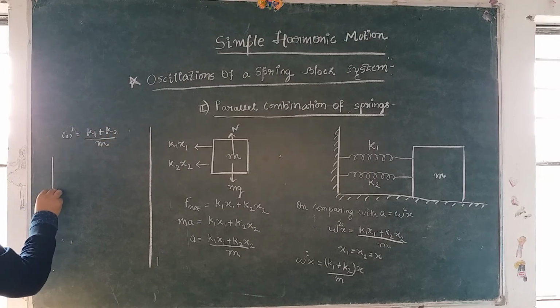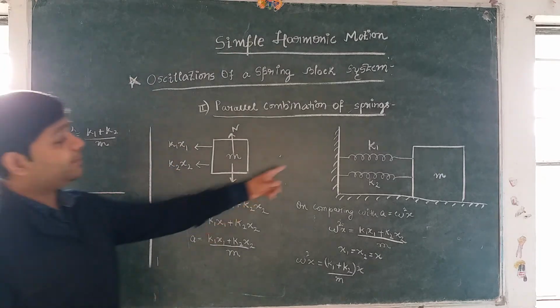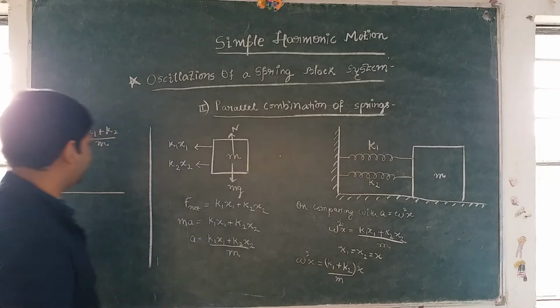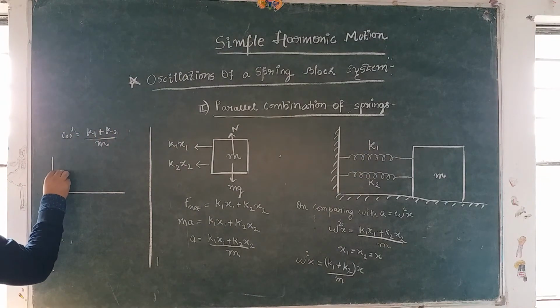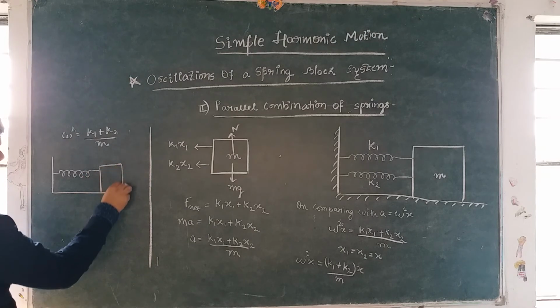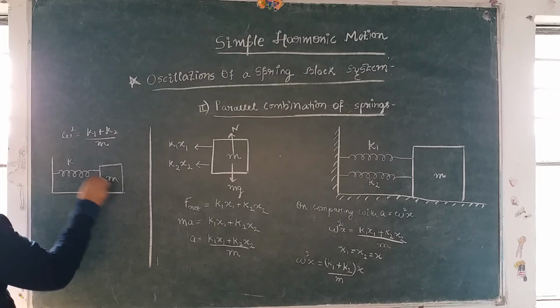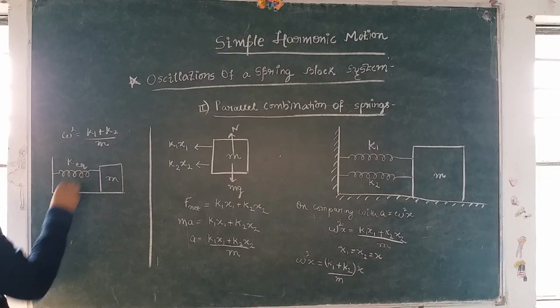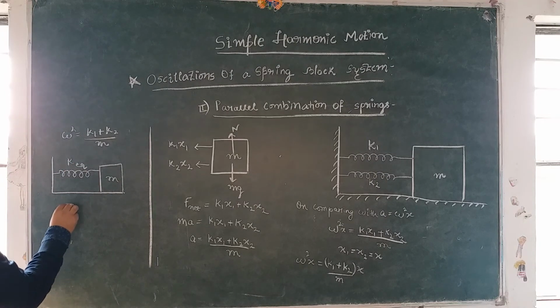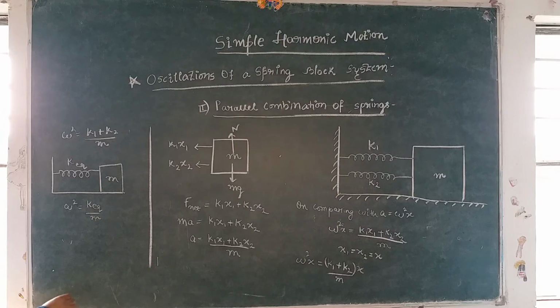Now if we replace this parallel combination of springs with a single equivalent spring, then we will have this. And let's say the spring constant of this equivalent spring is K equivalent. And what will be the value of omega square for this? It will be K equivalent upon M, as we have already seen in the previous derivation.